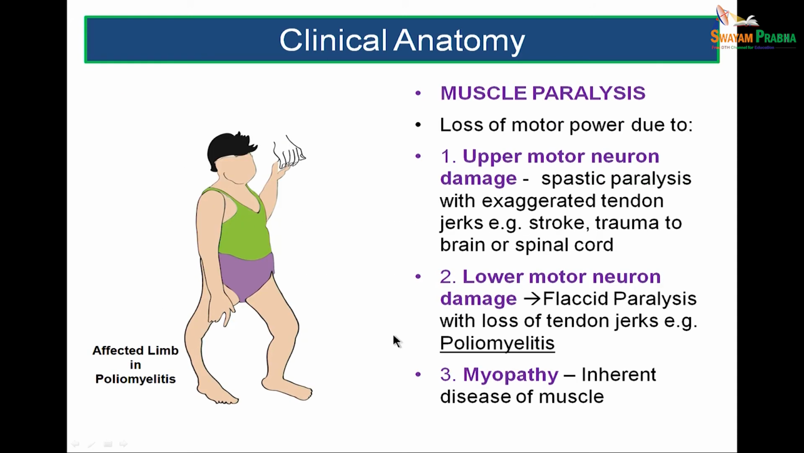Here is an example that I showed you a picture of earlier, a case of poliomyelitis wherein there is paralysis, lower motor neuron damage, paralysis, flaccid paralysis with loss of tendon jerks. You could also get upper motor neuron paralysis like in a person who has had a cerebral stroke or any trauma to the brain or spinal cord. Myopathy is an inherent disease of any muscle.